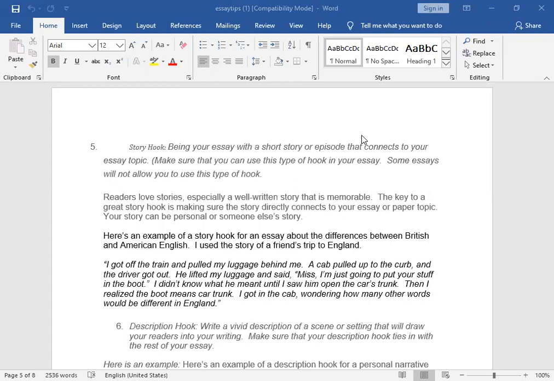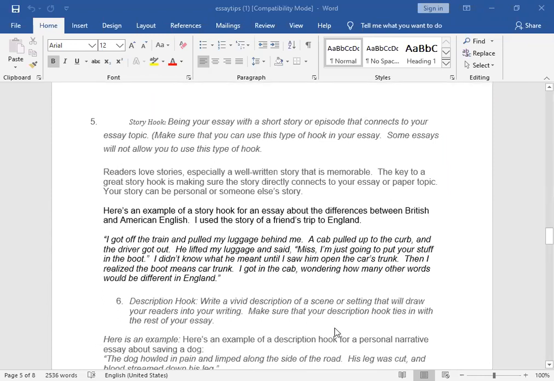I got into the car wondering how many other words would be different in England. Now the hook is, this person is trying to draw your attention into the story he or she is going to write about a visit to England. So you feel there is some taste coming into you, which is actually luring you to read more. That is a story hook.